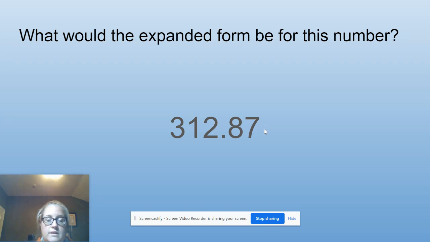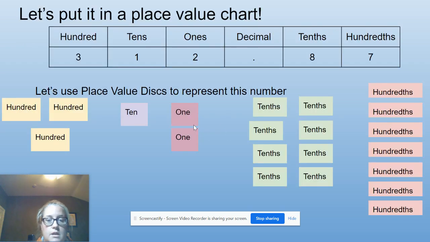So we're going to see what this looks like in a place value chart and again with our place value discs. So let's do that. This one has way more place value discs because the number had more digits, which is fine. So in my place value chart, I have a 3 in the hundreds place, a 1 in the tens place, a 2 in the ones place. I have my decimal because it's still super duper important. I have an 8 in the tenths place and a 7 in the hundredths place.